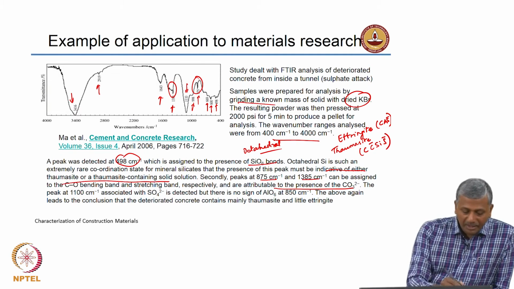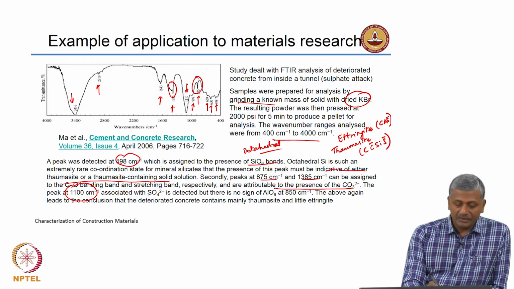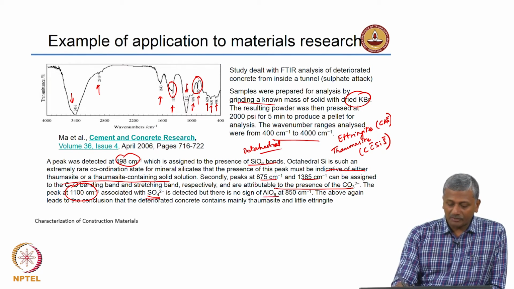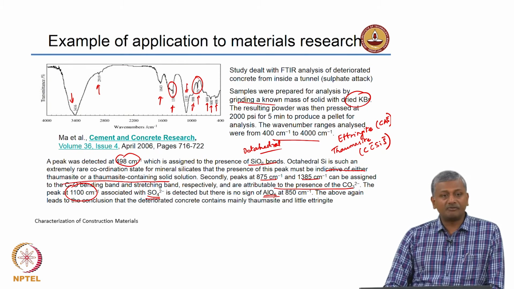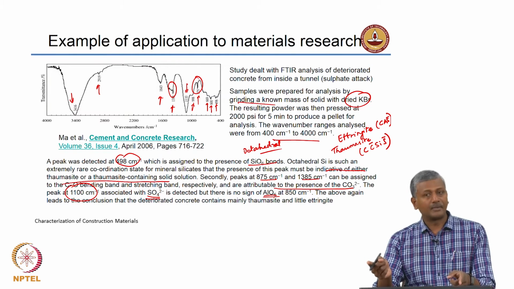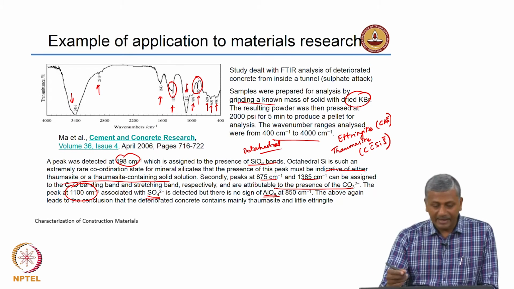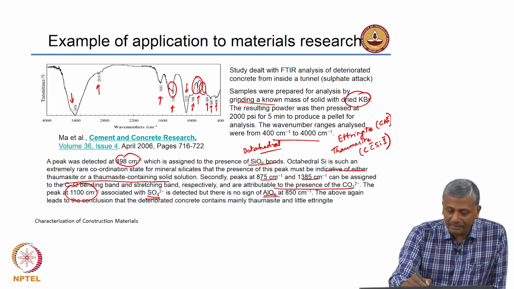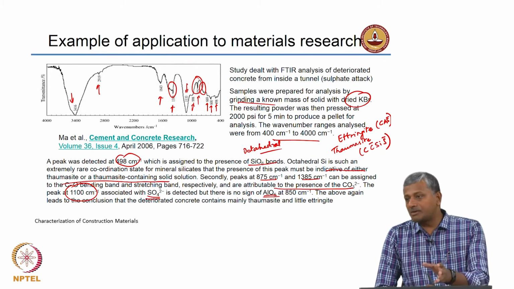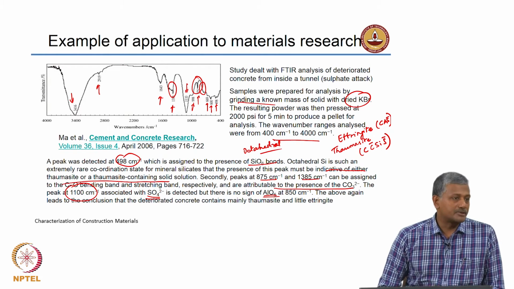The peak at 1100 centimeter inverse, which is typically associated with sulfur-oxygen, is detected, but there is no sign of octahedral alumina at 850 centimeter inverse. If ettringite was present, you would have sulphate and you would also have the octahedral alumina, but in this case at 850 you do not really have any signature of octahedral alumina. That means there is no ettringite in this system. What you are looking at primarily is thaumasite.